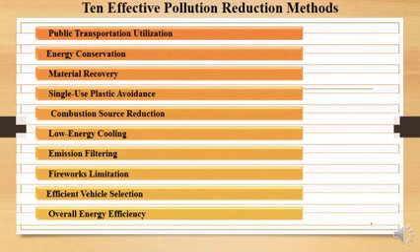So, 10 effective pollution reduction methods. We have public transportation utilization, we also have energy conservation, material recovery, single use plastic avoidance, combustion source reduction, reduction of combustion, low energy cooling, emission filtering, fireworks limitation. We also have efficient vehicle selection and overall energy efficiency.